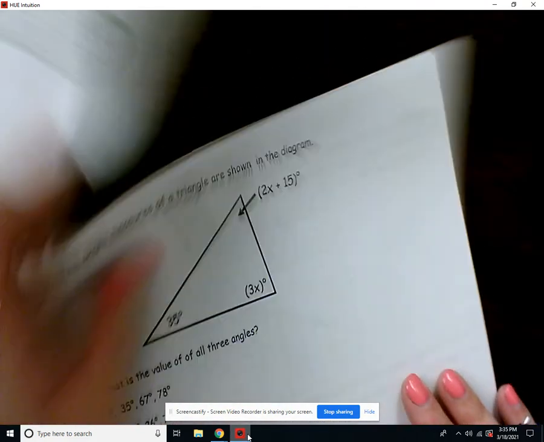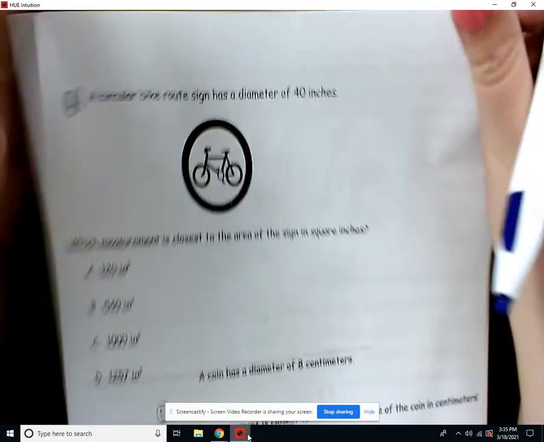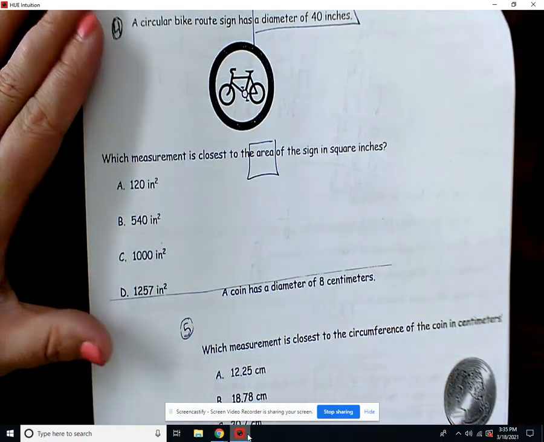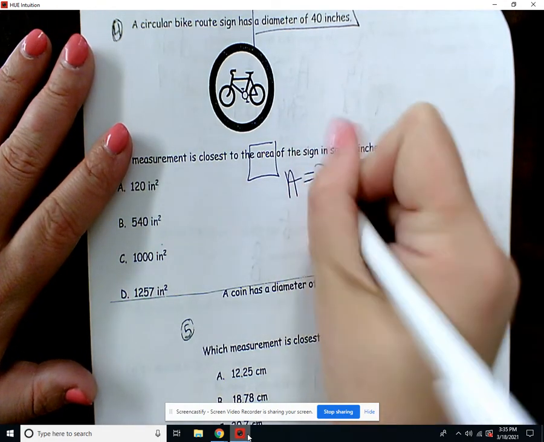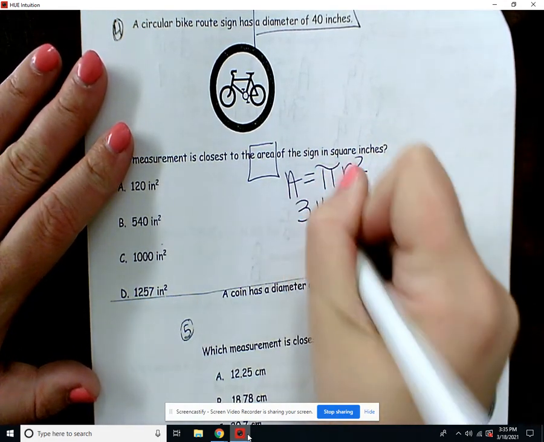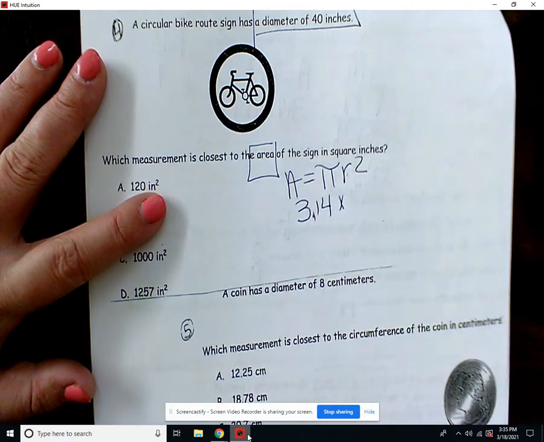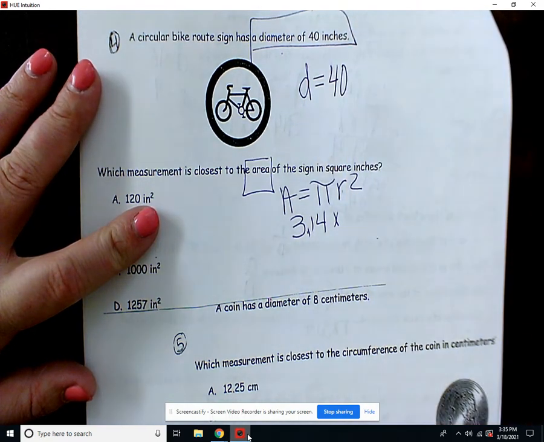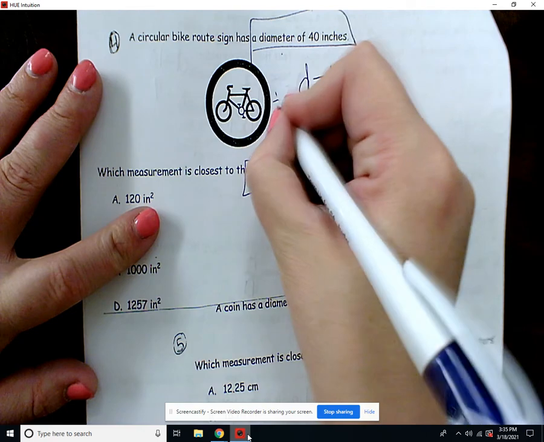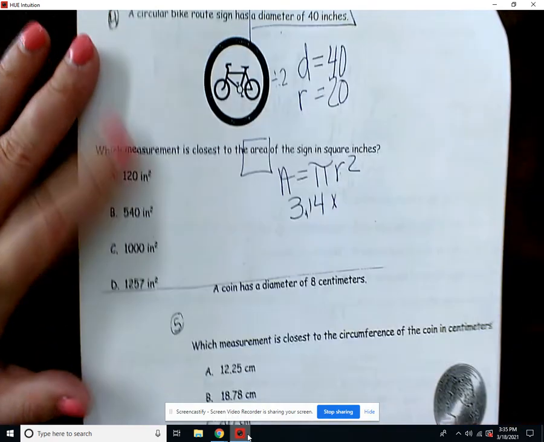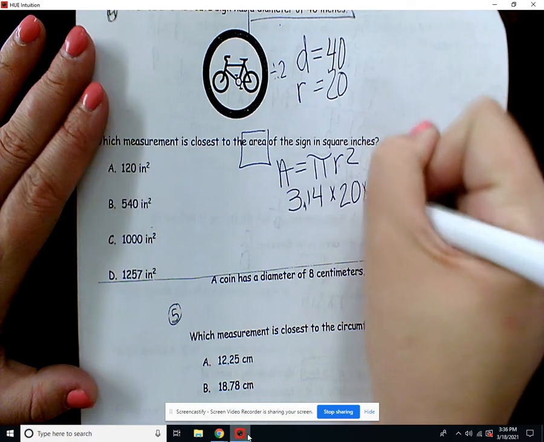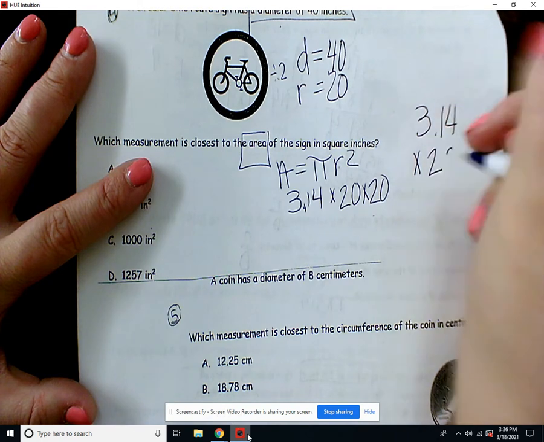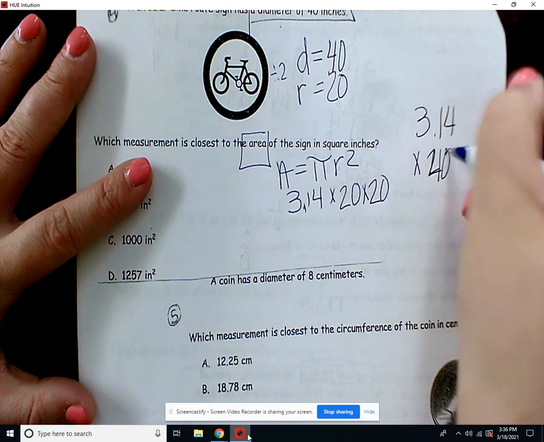Okay, so number 4. A circular bike route sign has a diameter of 40 inches. Which measurement is closest to the area? So again, area, we'll use the area formula, pi r squared. Pi is 3.14. We need to find our radius, but they give it in diameter. So we're going to take our diameter, 40. To go from diameter to radius, we divide it by 2, which is going to be 20. So we're going to put 20 down 2 times. So we have 3.14 times 20 times 20, which is 400.